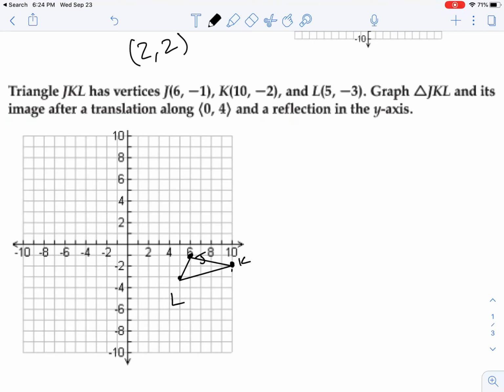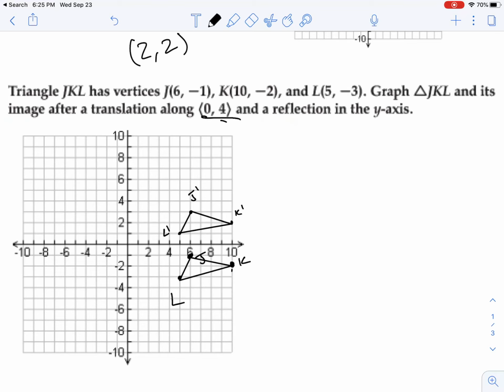Graph that triangle and its image. So this is the pre-image that I've drawn, but we're going to draw the image after a translation. And this is just another way to write it. Translation along 0, 4. So we're translating it 0 in the x direction, 4 in the y direction. 4 is up. So 1, 2, 3, 4. It looks like J prime is going to be right there. 1, 2, 3, 4. This will be L prime. 1, 2, 3, 4. That's K prime.